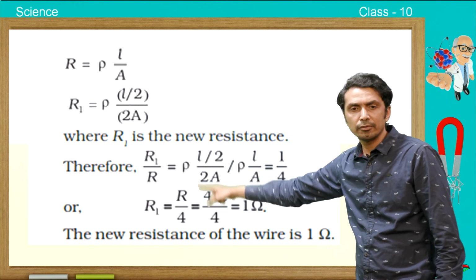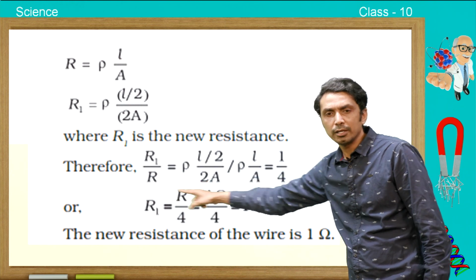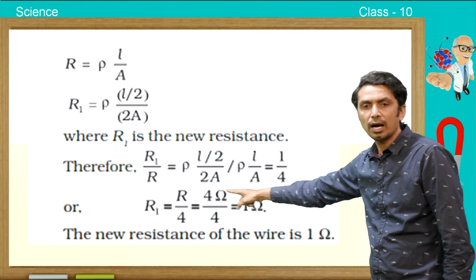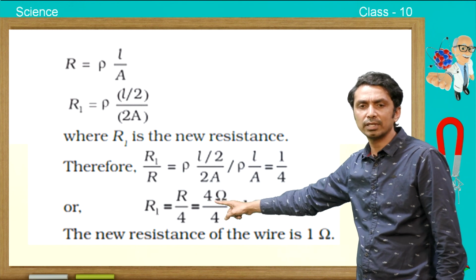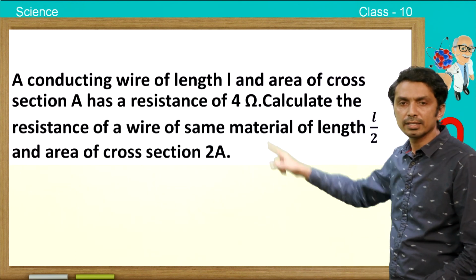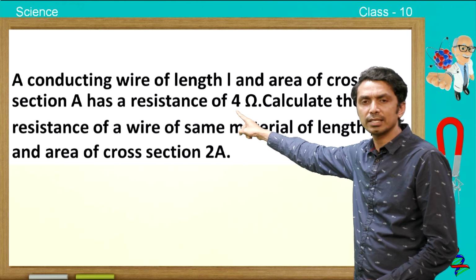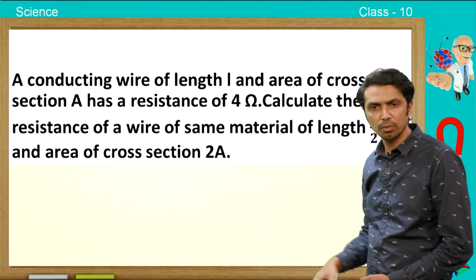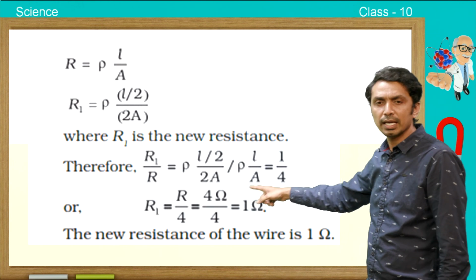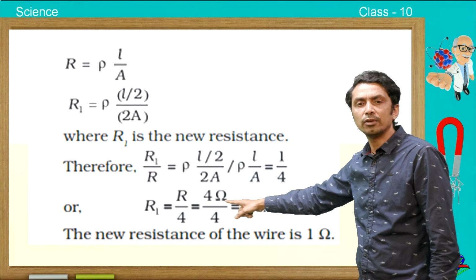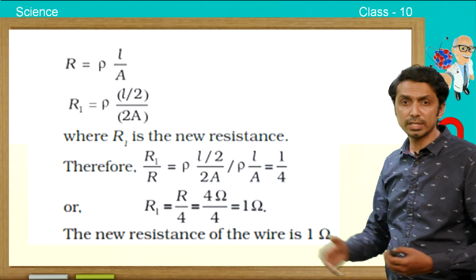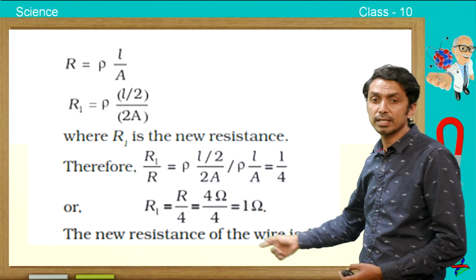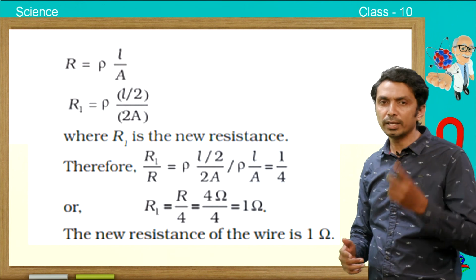So R1 we will write down, and R we will cross multiply, to get R by 4. So what is the value of R they had given? Yes, here as you can see, the earlier resistance value they had given was 4 ohm. So we are substituting the value of R as 4 ohms. So 4 by 4 is 1. 1 ohm is the new resistance. That means the new resistance of the wire is 1 ohm.